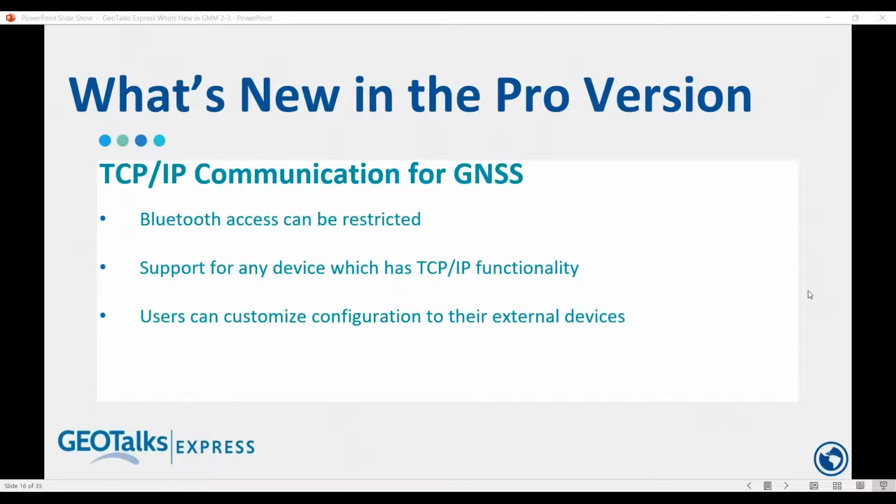Caveat being here, it's a little more set up on the user side of things. Bluetooth is essentially plug and play. TCP/IP communication does require you, as the owner, let's say, of the GNSS device, to understand how it's configured, because you have to tell Global Mapper Mobile how to communicate with it.